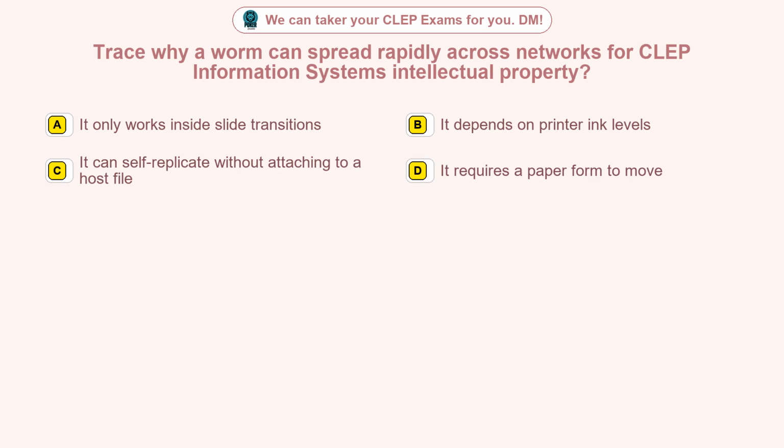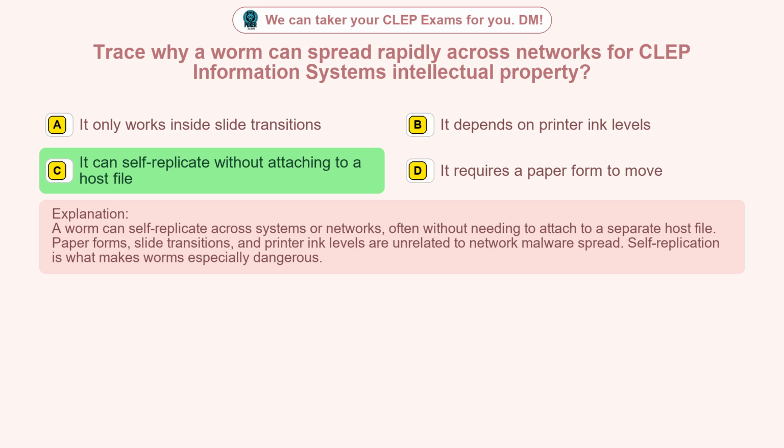Question 40. Trace why a worm can spread rapidly across networks for CLEP Information Systems intellectual property. Option A. It only works inside slide transitions. Option B. It depends on printer ink levels. Option C. It can self-replicate without attaching to a host file. Option D. It requires a paper form to move. The correct answer is option C. It can self-replicate without attaching to a host file.